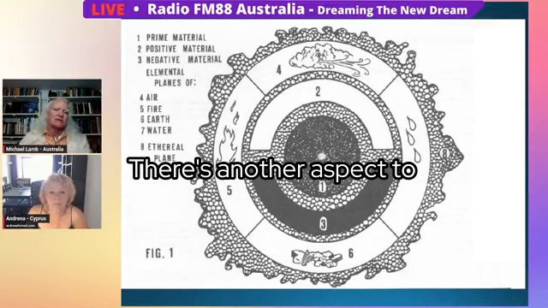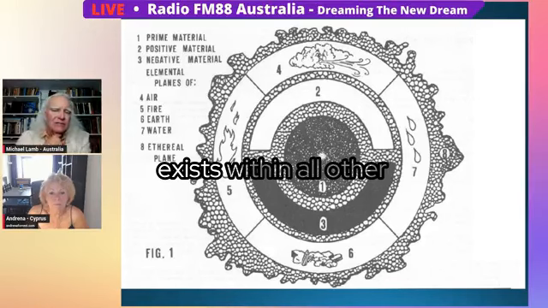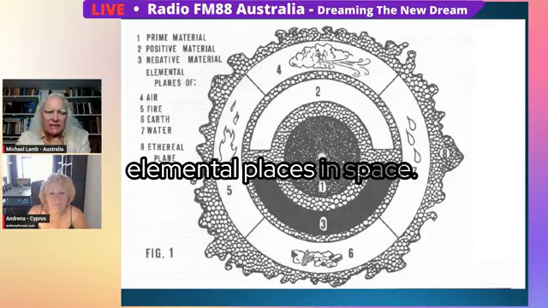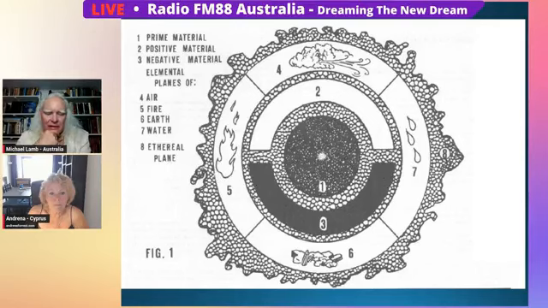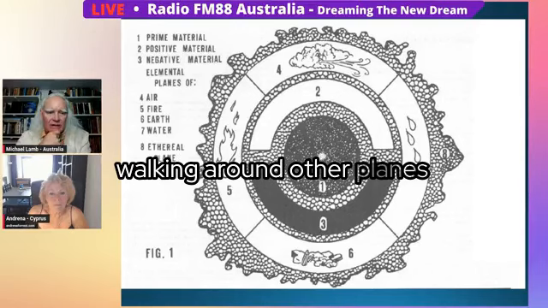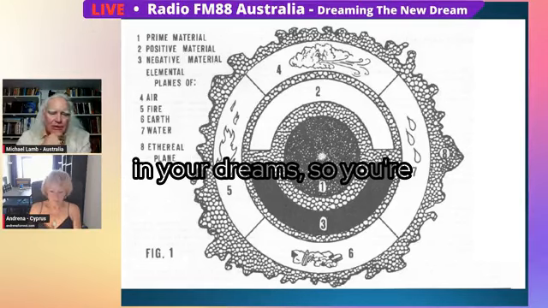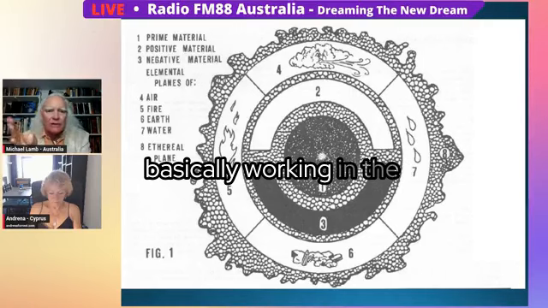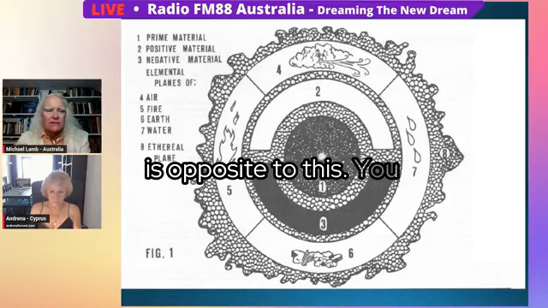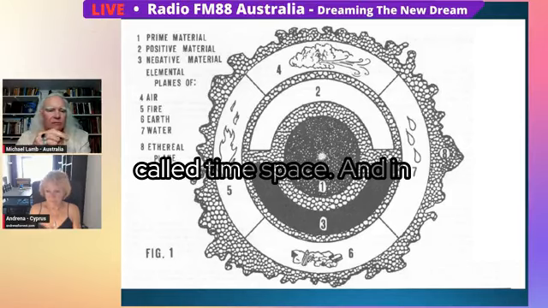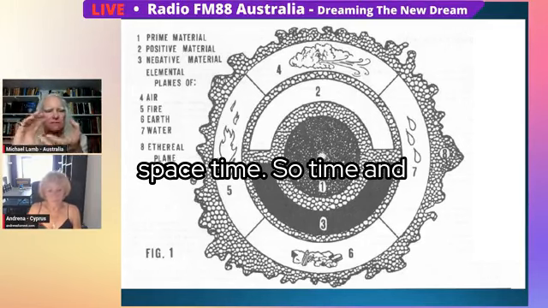There's another aspect to the ethereal. Connects all the planes. The ether or the akasha exists within all other elemental places in space. This is a very good diagram if you're doing a lot of meditation or you're walking around other planes and dimensions, and you know, you're waking up in your dreams. So you're basically working in the dream state. Lucid dreaming is opposite to this. You know, we're in what's called time space, and in the lucid dream you're in space time. So time and space is inverted.